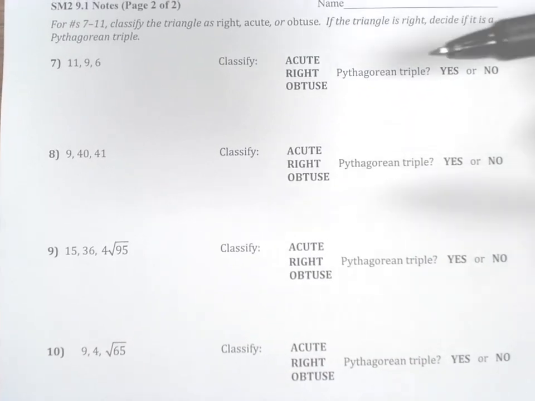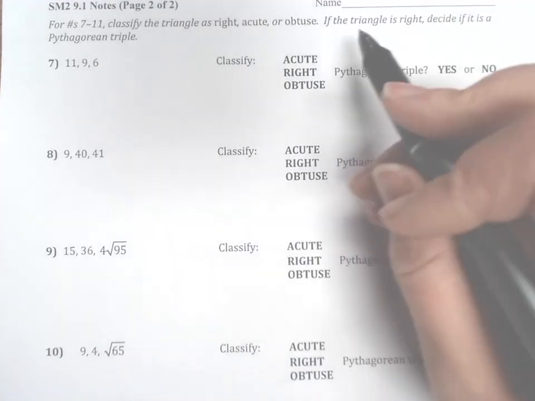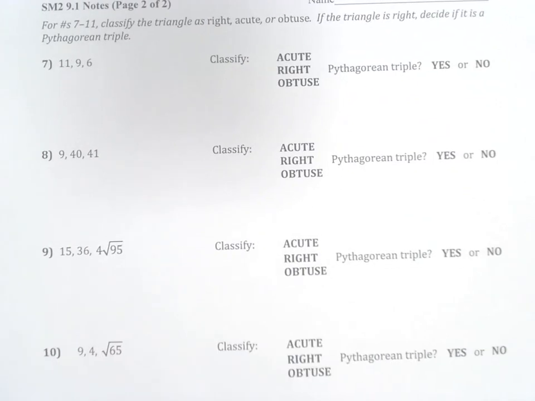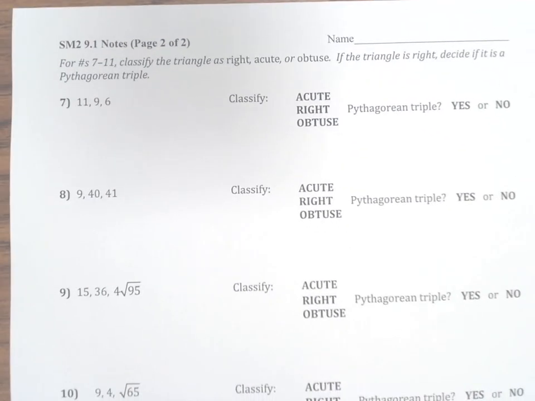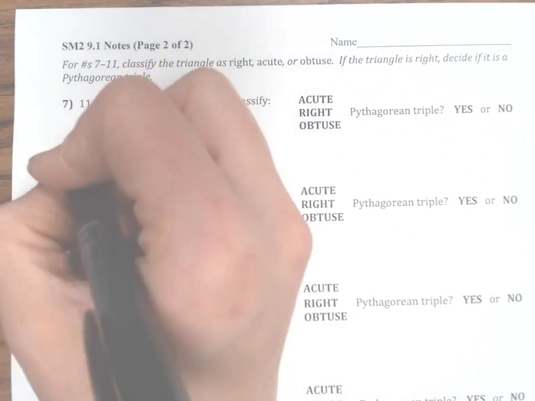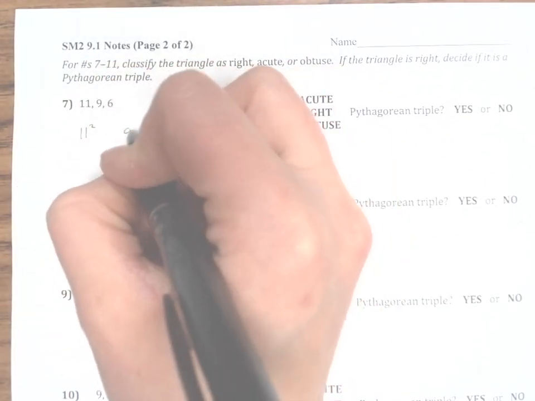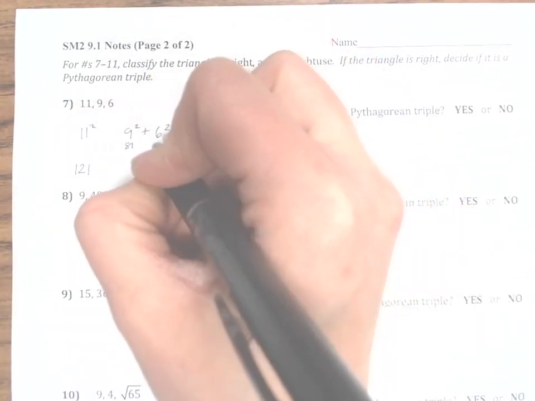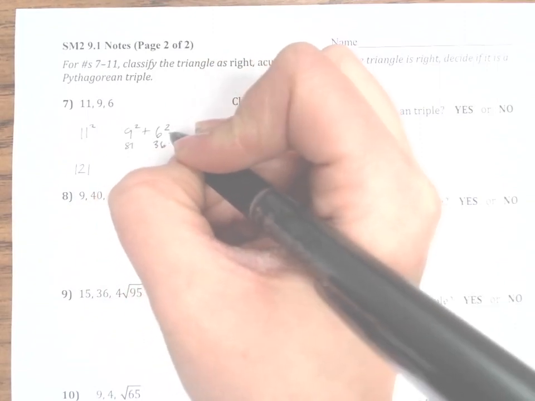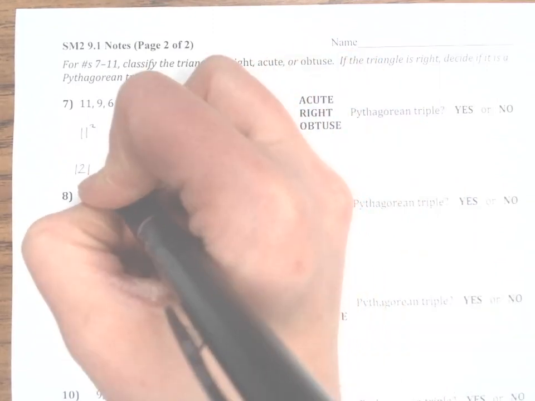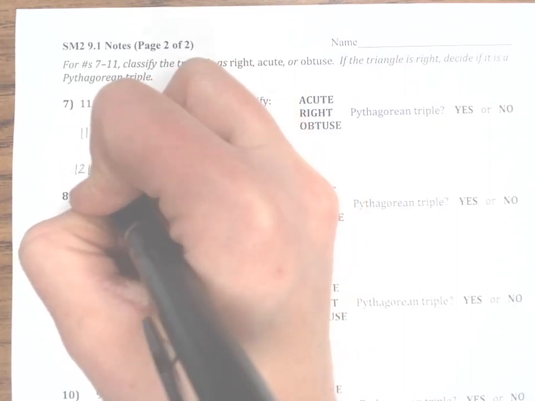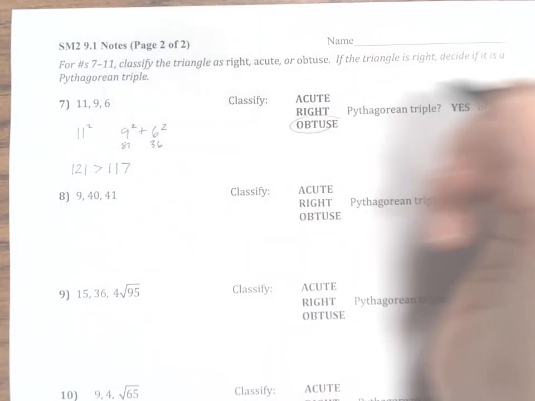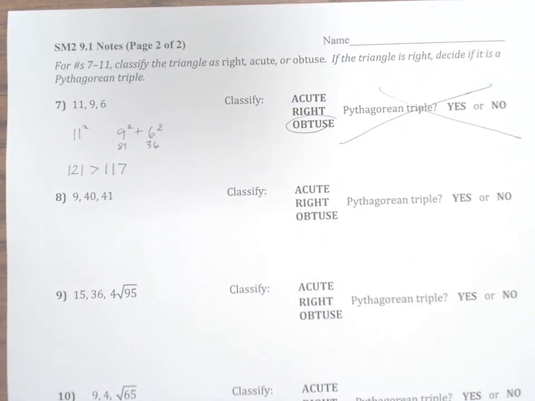So we're trying to figure out whether this is acute, right, or obtuse, and if it's right, decide if it's a Pythagorean triple. If it's not right, it can't be a Pythagorean triple anyway. So number 7, let's check. All right, so 11, 9, 6. Remember, longest side squared, and then the other two sides squared get added together. So 11 squared would be 121, 9 squared is 81, 6 squared is 36. We add those together, 81 and 36 ends up being 117. So the longest side squared is greater than the sum of the other two sides squared. So that would be obtuse, and since it's obtuse, it can't be a Pythagorean triple.